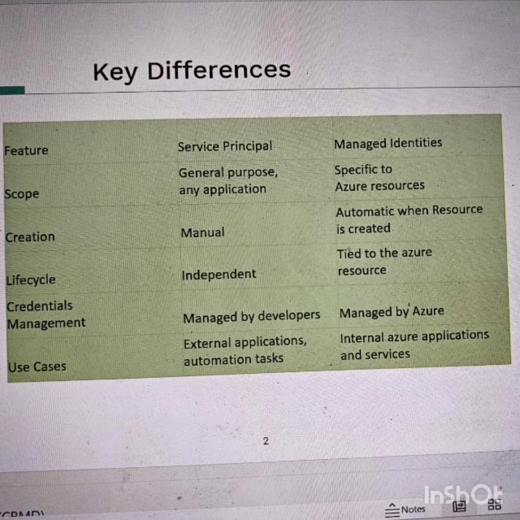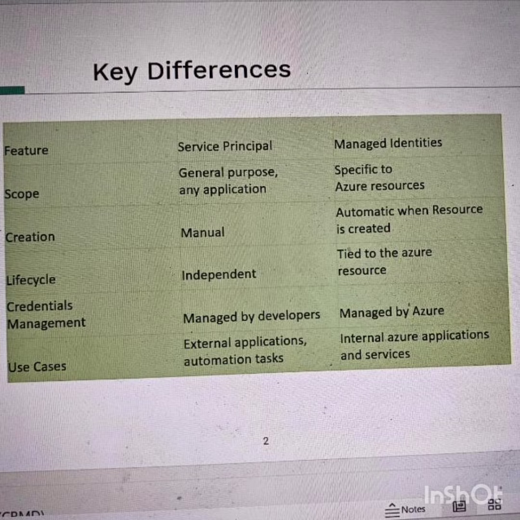And about credentials management, the service principal credentials have to be managed manually and are usually taken care of by the developers. The secrets and credentials, certificates associated with the service principal are stored in the Azure Key Vault, but the managed identities are managed by Azure. No need to worry about the credentials management of the managed identities.